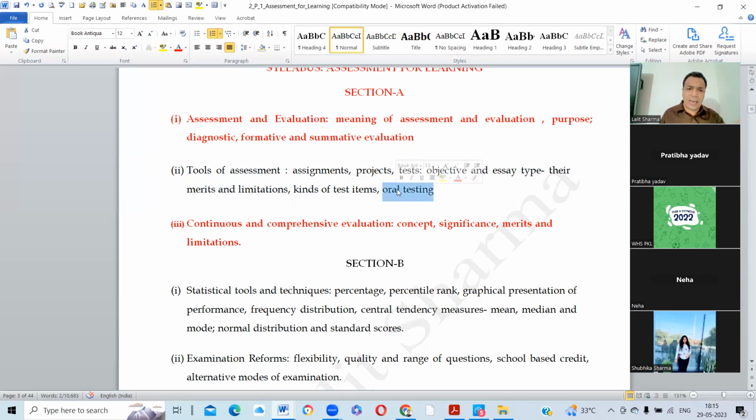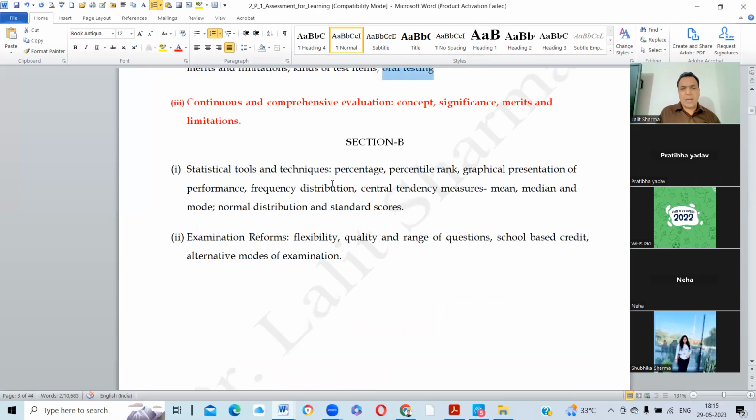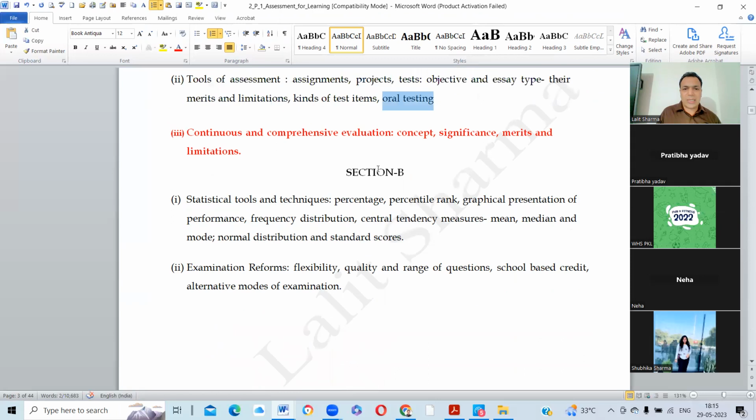It is also simple. I have shared the notes with you, right? So the first part we are done. Now guys, we talk about Section B. In Section B, what will happen?